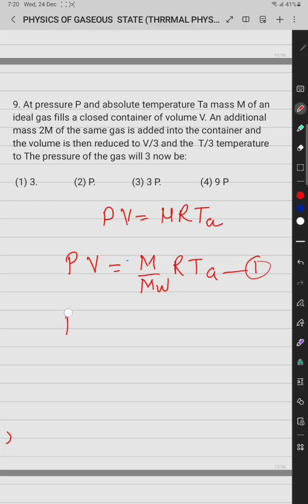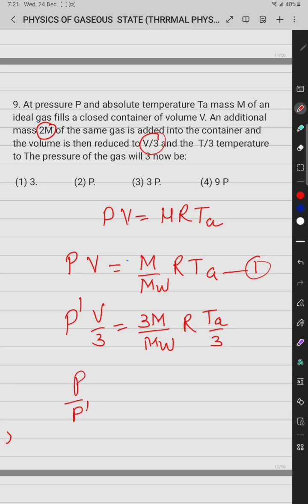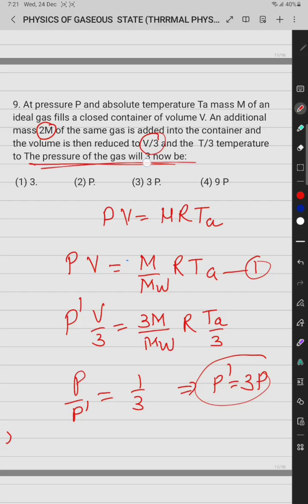In the second situation, we don't know what is the pressure, but the volume becomes V by 3, and the 2M is adding, 2M को add किया, so the total mass is 3 times of the initial mass, and the molecular weight remains same, but the temperature is T by 3. If we divide P by P dash is equal to 1/3, that's why P dash equal to 3 times of the initial pressure. So final pressure of the gas is 3 times of the P.